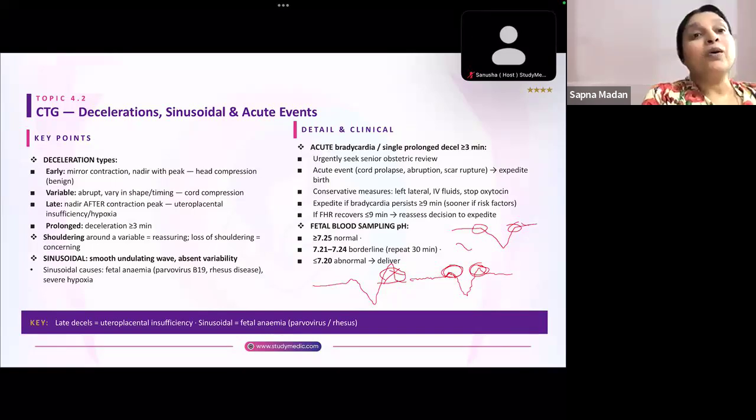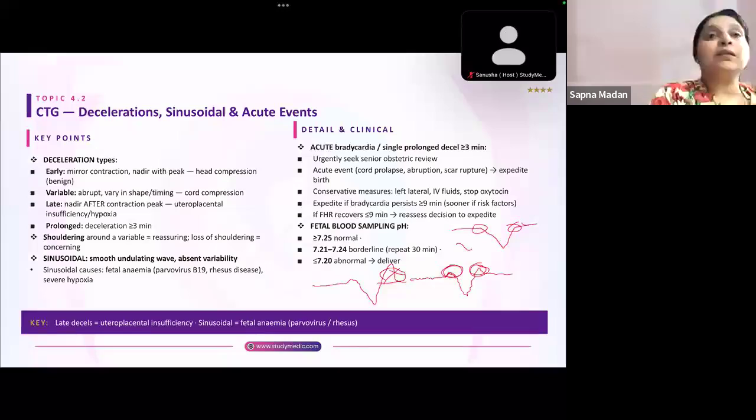Now about fetal blood sampling, that is the pH of the fetus. This has also been removed in the latest NICE recommendation, and they have said that fetal blood sampling has not shown any kind of prognosticating value, and in fact, it causes a few complications. So they have removed this, but still, there has been a question a year back asking about the fetal blood pH. So we must know what the basic cutoffs are.